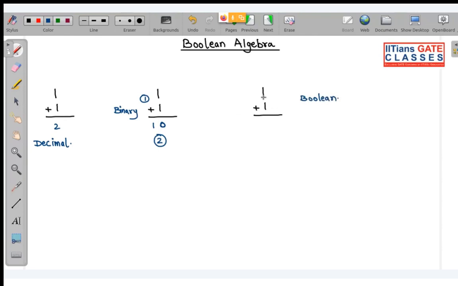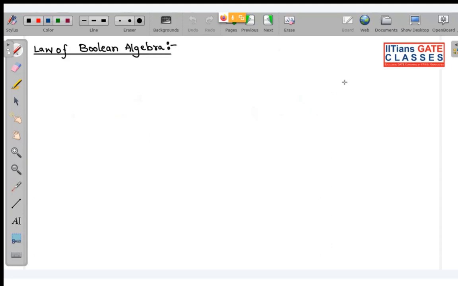In Boolean algebra, 1 plus 1 corresponds to 1. So this is your Boolean algebra. Now there are a few rules that are related to Boolean algebra. One by one we are going to see those rules. So, laws of Boolean algebra, give the heading.